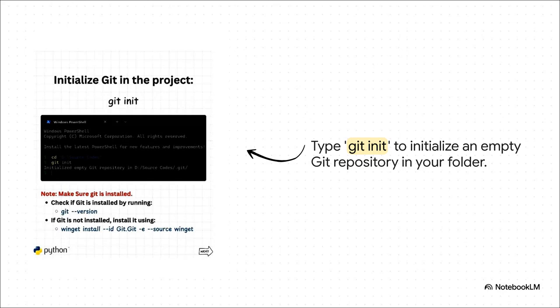And the command couldn't be simpler. It's just git init. That's it. Type that, hit enter, and just like that, you've turned a regular old folder into a local Git repository. Git is now officially on the job.